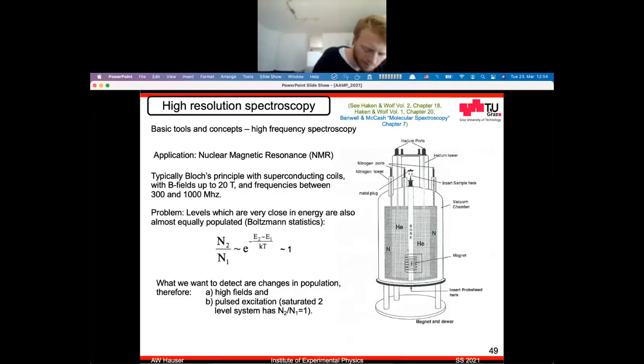But still, this is different from the thermal distribution, because obviously in the Boltzmann distribution, the lower state will be slightly higher populated than the excited state, right? So this is something you can also measure, hopefully, if your B field is strong enough.